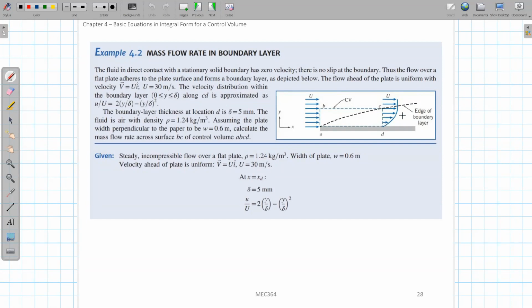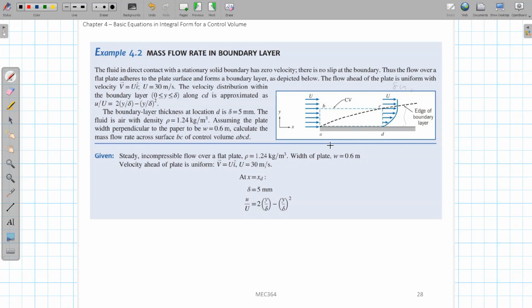Delta is the distance between this black line and this wall surface. So delta is also a function of x. This is some distance between here. From this equation you can see that if you make y equal to delta, you will get u over U just equal to 1, which means that we assume that at the surface of this boundary layer, at this dashed line, the velocity will just become the free stream velocity.